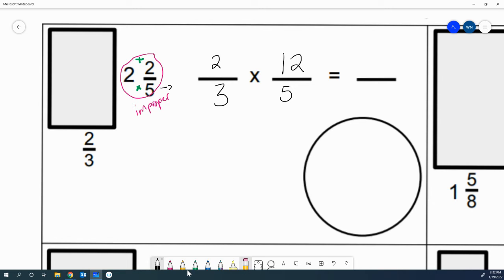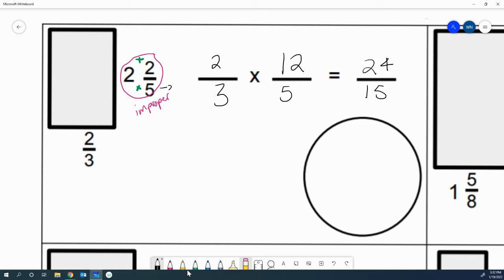Now here comes the easy part. Just multiply straight across. 2 times 12 is 24. 3 times 5 is 15. But you aren't done yet. Now we have to turn it into a mixed number. Again, like I told you in the last video, there's a lot of different ways that you can do this. You can divide, you can subtract. Some people just know it. I'm going to subtract on this one. Again, if you'd prefer to divide, that's totally fine. And when you're doing it on your own, you can choose the method. But right now, I'm going to subtract.